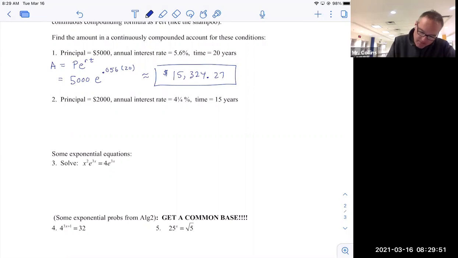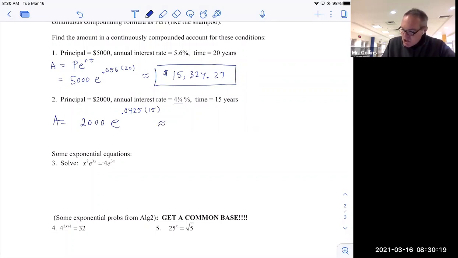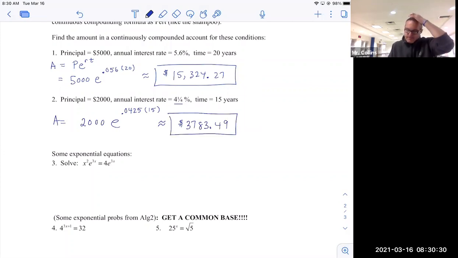Let's do one more example of this. Again, it's a plug-in. Right now, your principal is 2,000. I'm going to multiply by e. And the power 4 1/4, just be careful, that's 0.0425, that's 4 1/4. I think half the battle is just changing these fractions or percentages to decimals. And that's for 15 years. And what does this shake out to? 2,337.83. Sure, I'll go down to the penny, 49. We'll be super accurate.